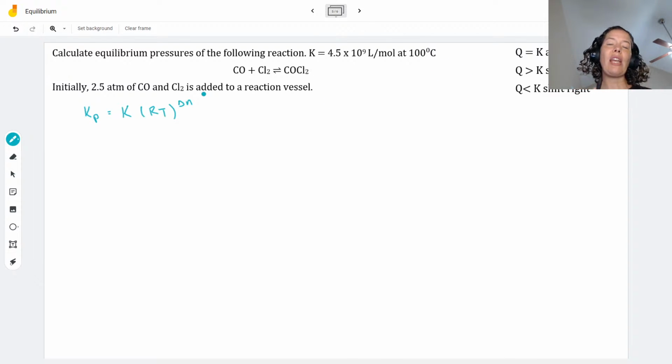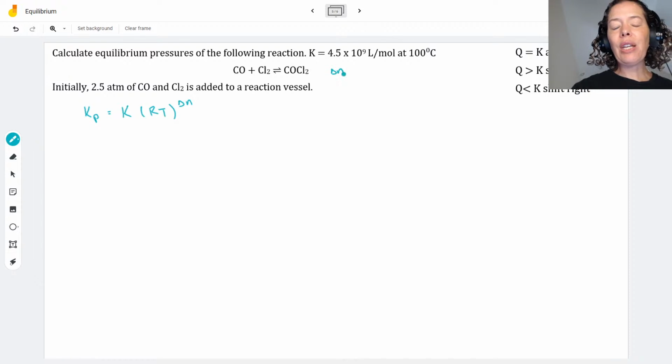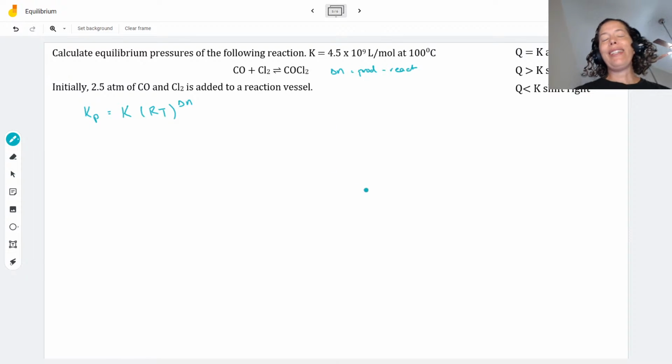This is our change in our number of moles. And delta N is simply your products minus your reactants. So you've probably seen that if you've ever calculated delta H or delta S or delta G. It's always products minus reactants, but in this case, it's the number of moles. And what you're looking at specifically is your stoichiometric coefficient.